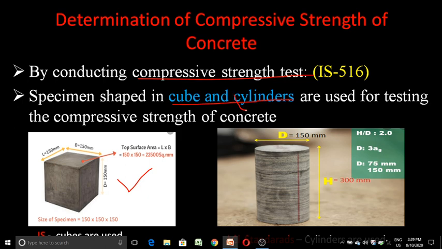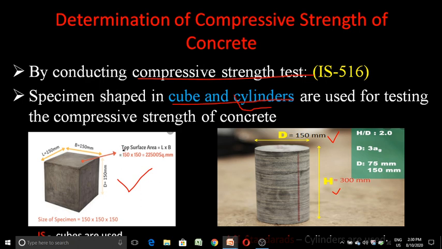Cylinders are also used, but in India we are not using a cylinder for determination of compressive strength of concrete. This is used in ACI standards, that is American Concrete Institute standards. The American code uses a standard cylinder, that is 150 mm in diameter and 300 mm in height, for determination of the compressive strength of concrete.